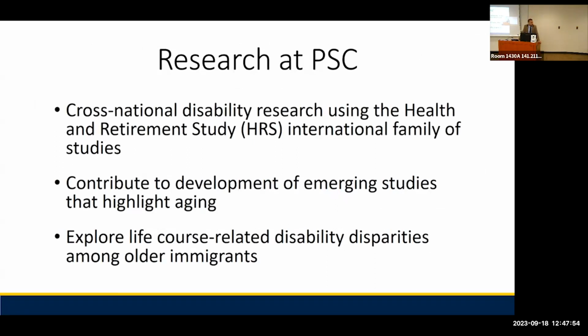And so my hope at PSC here is to really just tap into this HRS family of studies and do cross-national comparisons on disability and different aspects. I'd like to look at more sensory disabilities, given physical disability has been my thing for the most part. And then also contribute to emerging studies in aging. The Longitudinal Study of Aging in Kenya, LOSHAK, is being hosted here at Michigan, and so I hope to help inform the development of that project.